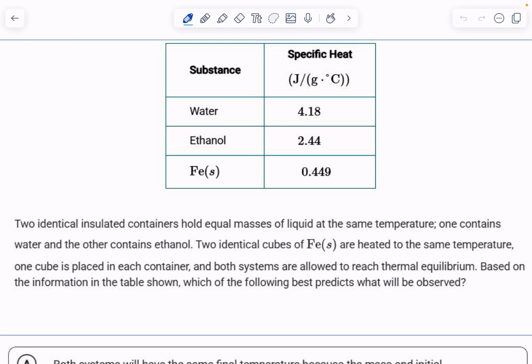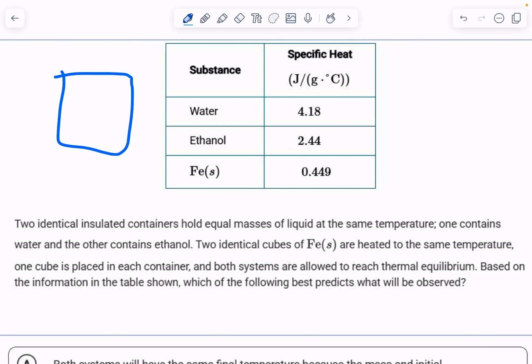Two identical insulated containers held equal masses of liquid at the same temperature. One contains water and one contains ethanol. Two identical cubes of iron are heated to the same temperature. One cube is placed in each container, and both systems are allowed to reach thermal equilibrium. Based on the information in the table below, which of the following best predicts what will be observed?